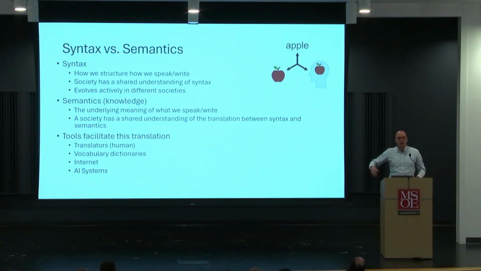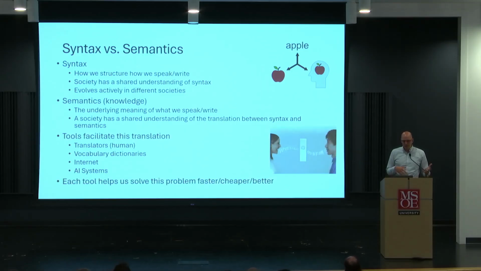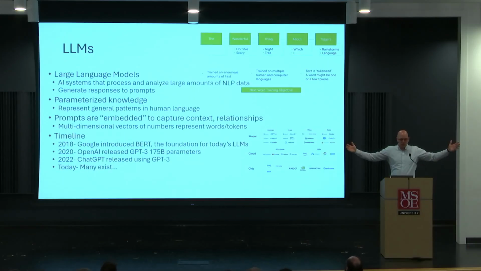So we moved to the internet. Right now you can ask Google to translate for you. That's really handy. And of course it's driven by an AI system. All of these systems, and now there are AI systems that do real-time translation, right? Speak into your phone, get the other language out in real time. Each of these tools are solving this translation problem better, faster, cheaper, right? That's basically technology. So LLMs, right?